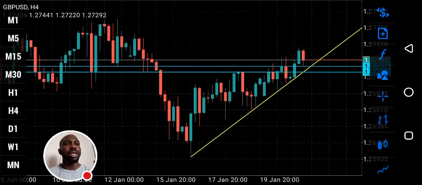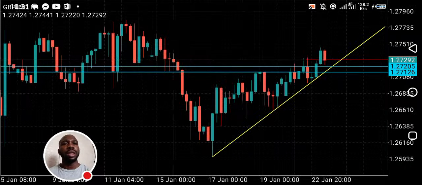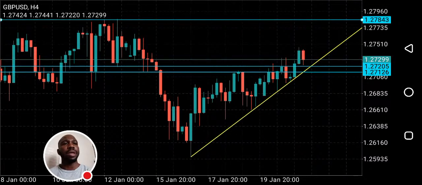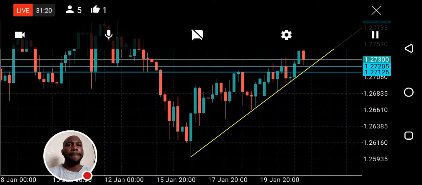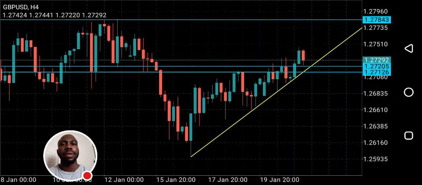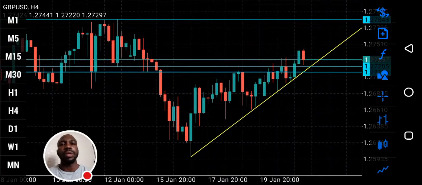GBP/USD is bullish. It's likely going to clear liquidity, going to sweep liquidity at this previous high. That's my expectation on GBP/USD. I expect it to go and clear liquidity at that previous high. I hope that is clear. That's my take on GBP/USD. I am bullish on GBP/USD.